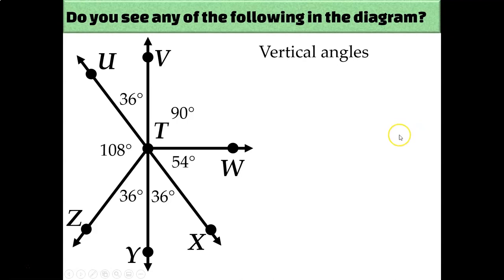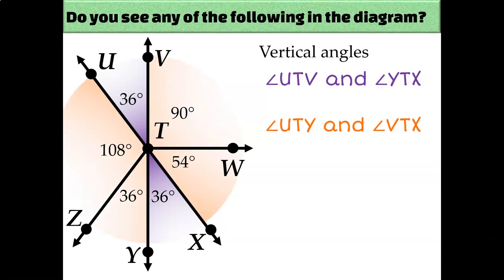Vertical angles. There's actually a couple. Remember that there's always two pairs of vertical angles created by the intersection of two lines, and I see two full lines in this diagram. I see line UX and I see line YV. They intersect at point T. That means that they're going to create two pairs of vertical angles. The first pair I see are angle UTV and angle YTX. And I also see angle UTY and angle VTX. They're another pair of vertical angles.